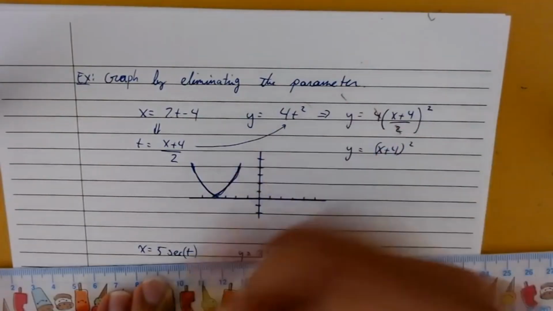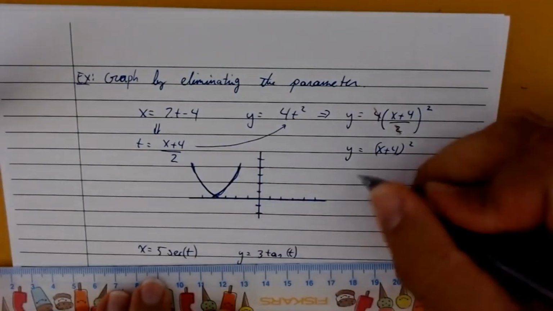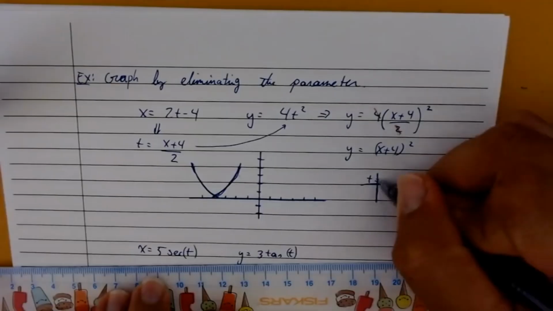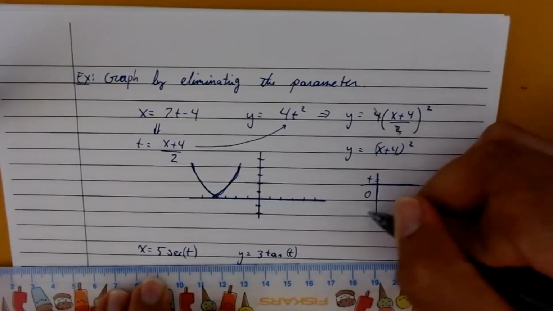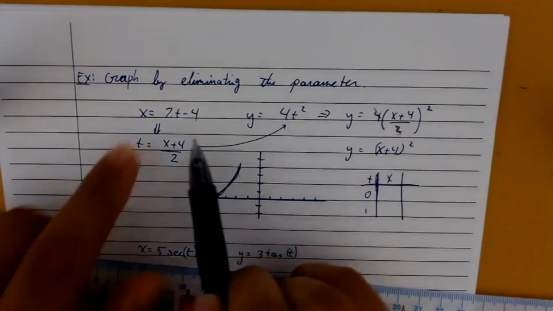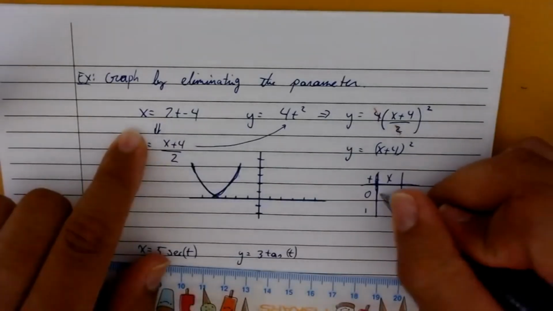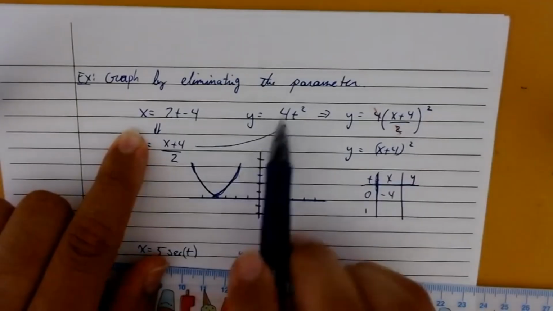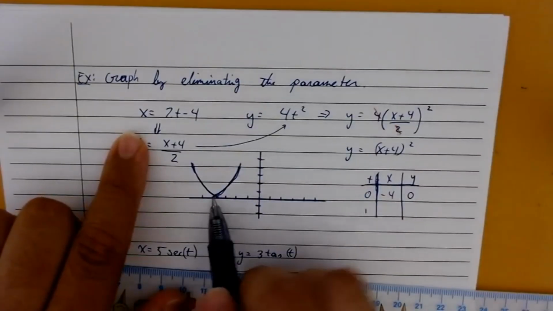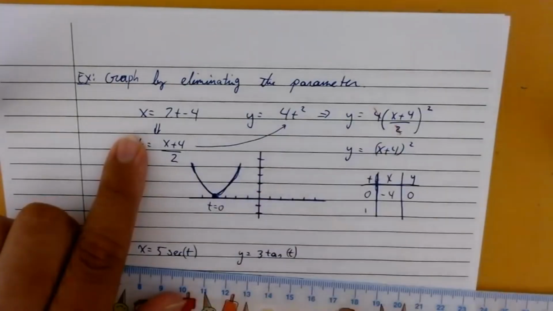But now to find our orientation, we simply need a couple of values of t. So here let's say t is equal to 0 and t is equal to 1. Those seem simple enough to use. If t is equal to 0, then x is equal to 2 times 0 is 0, minus 4 is a negative 4. And then the y, 0 squared is 0, times 4 is still 0. Okay, so negative 4, 0 is this point right here. It's the vertex. All right, so that's your time equals to 0.